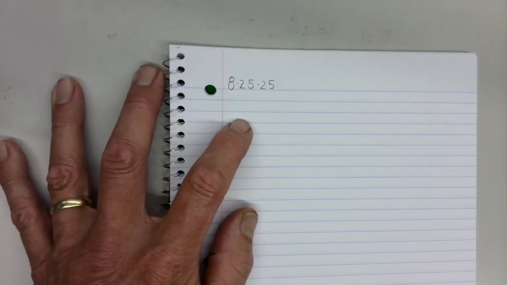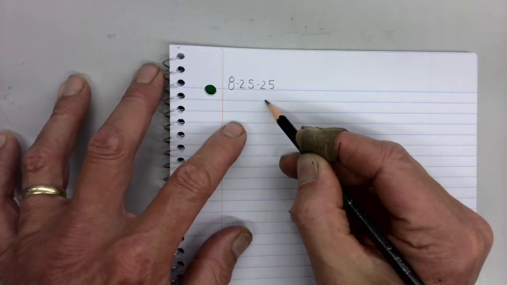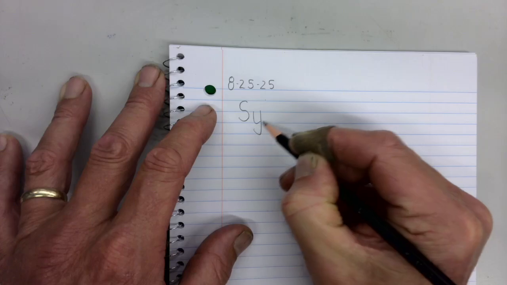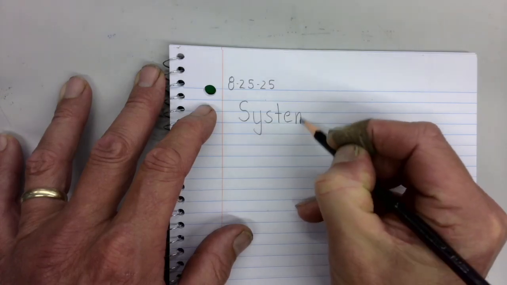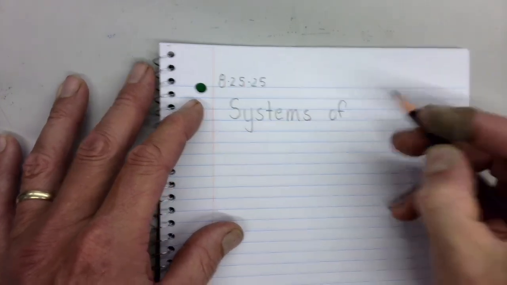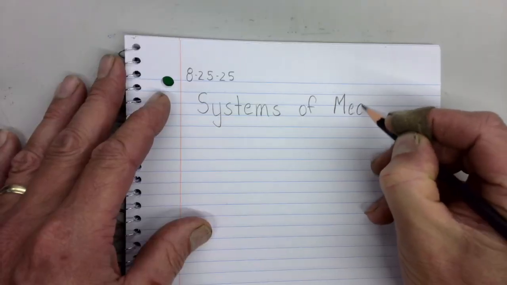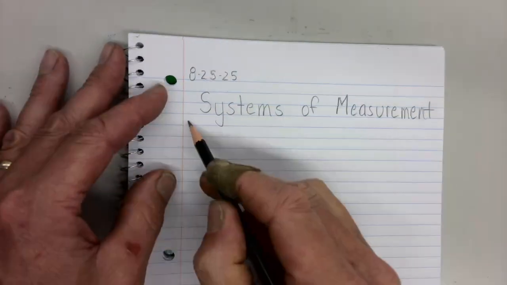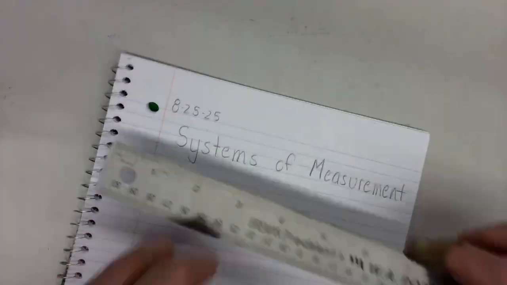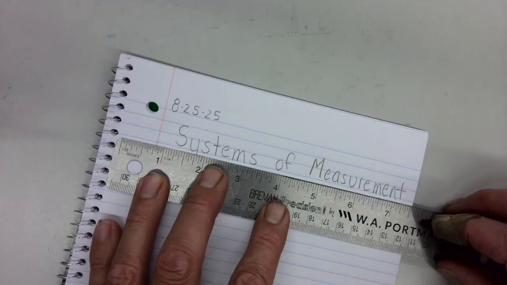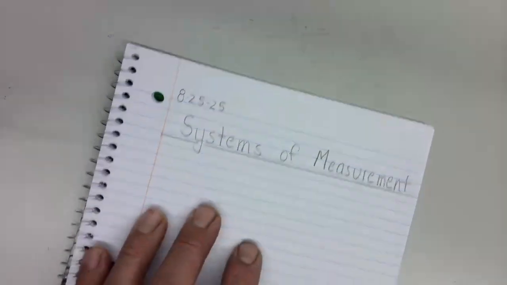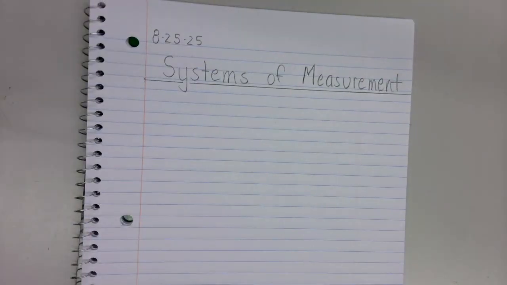And then the title of this lesson is, we're going to skip the first line, and then we're going to write double space for our lesson. The lesson title is Systems of Measurement. And then we're going to put a line underneath there with our straight edge. This is the title of today's lesson. It's in bigger letters, and we have it clearly defined with capital letters and a line underneath it.